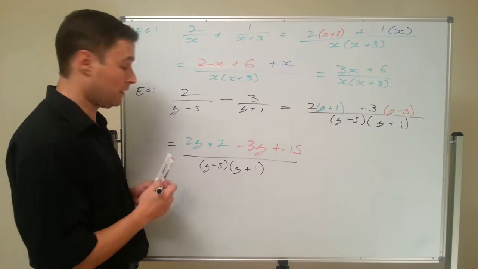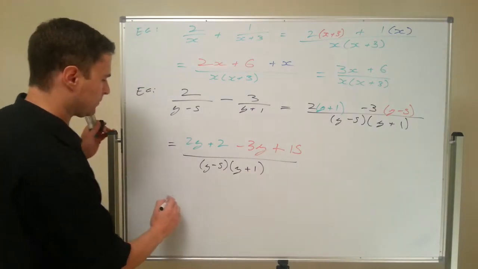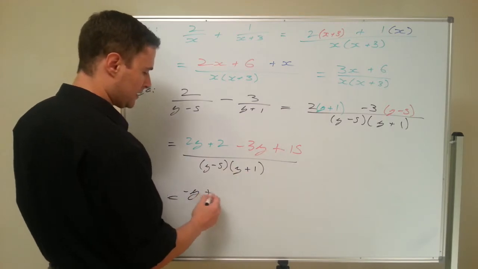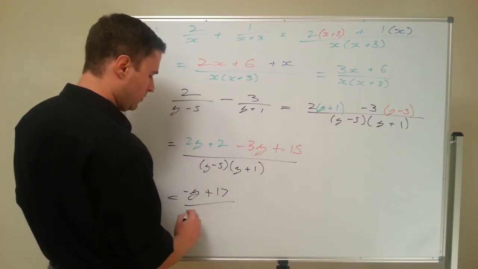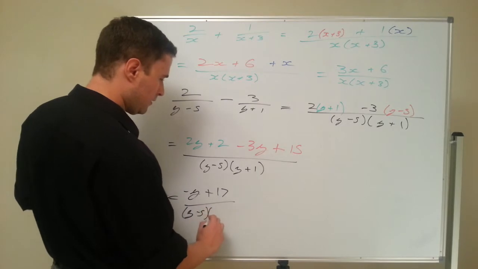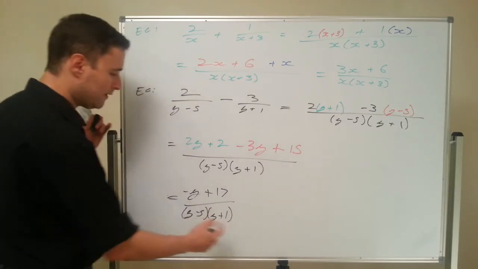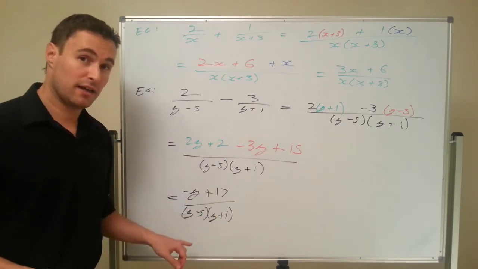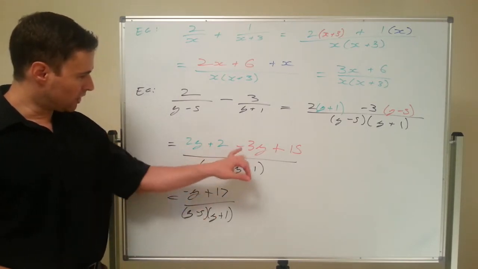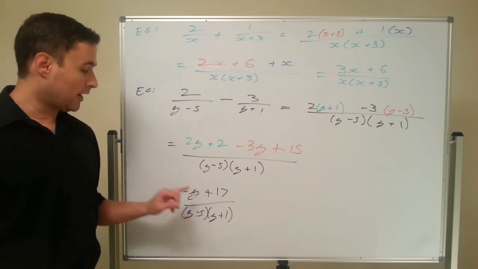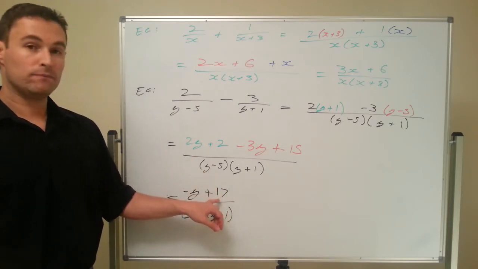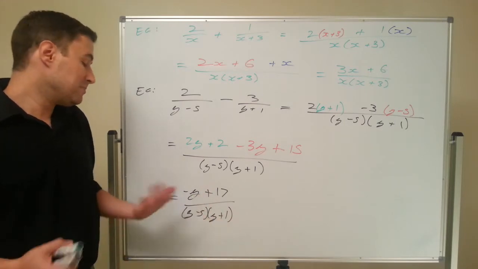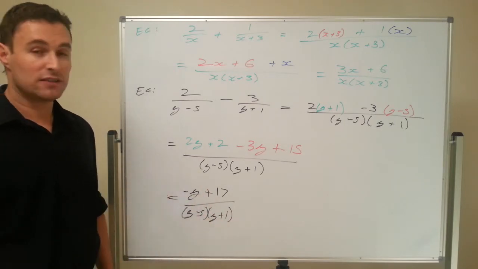Are you still with me? Okie dokie. Now we just tidy everything up. 2y minus 3y is minus y. 2 plus 15 is plus 17. All over y minus 5, y plus 1. Now I've left it like that because it would be nice again if something would cancel. If this somehow subtracted to, let's say, minus y minus 1, then I could take out a negative and I could cancel the top and the bottom. But it doesn't. It gets down to here and that's as far as I can go.